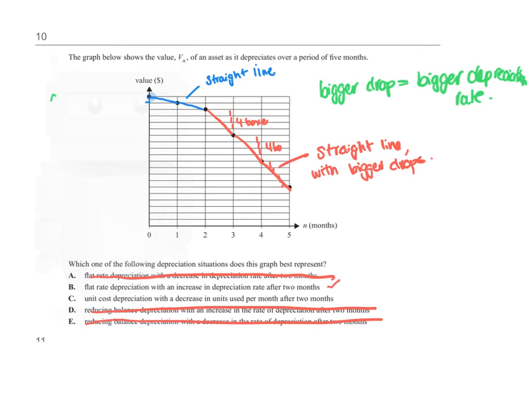I'll just check what it says for the other one. Unit cost depreciation with a decrease in units used per month after 2 months. It's not a decrease in the units used. It's the amount. It's definitely not going to be like that. So I'm happy with this B. The unit cost doesn't change. Unit cost is always the same cost for every unit. It should have been written differently. All right.